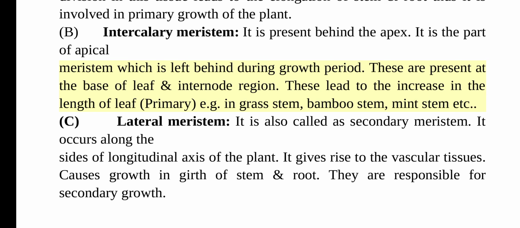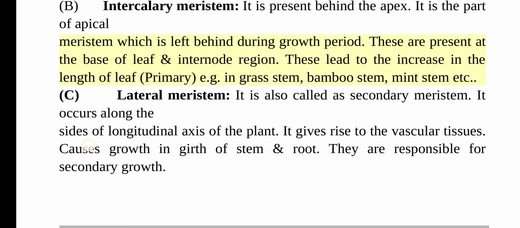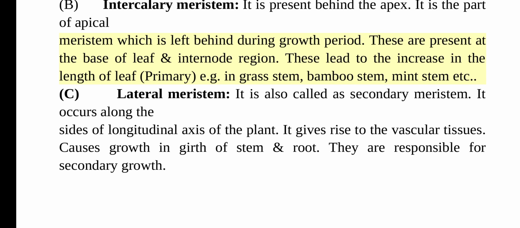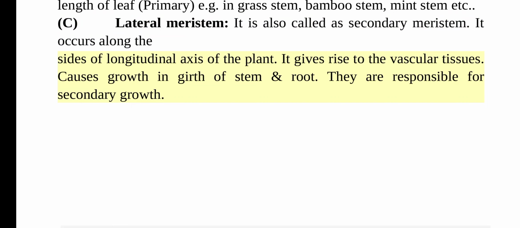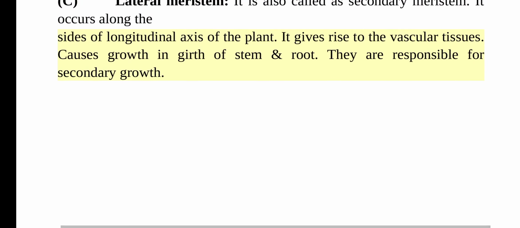These are present at the base of leaf and internode region. These lead to the increase in the length of leaf, primary, e.g. in grass stem, bamboo stem, mint stem, etc. C. Lateral meristem: it is also called secondary meristem. It occurs along the sides of the longitudinal axis of the plant. It gives rise to the vascular tissues. Causes growth in girth of stem and root. They are responsible for secondary growth.